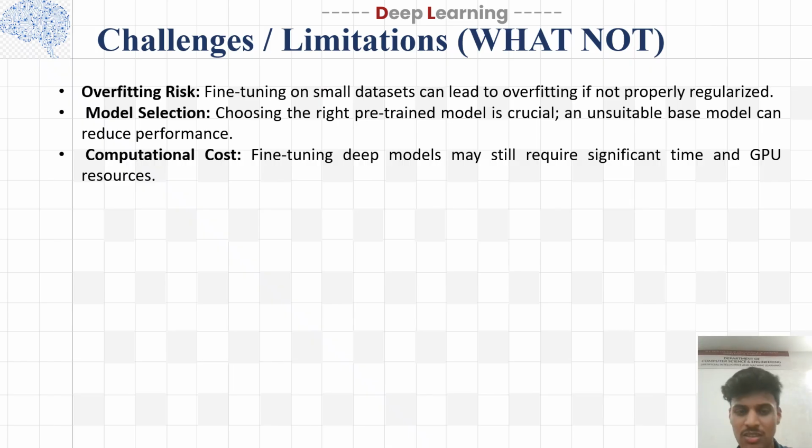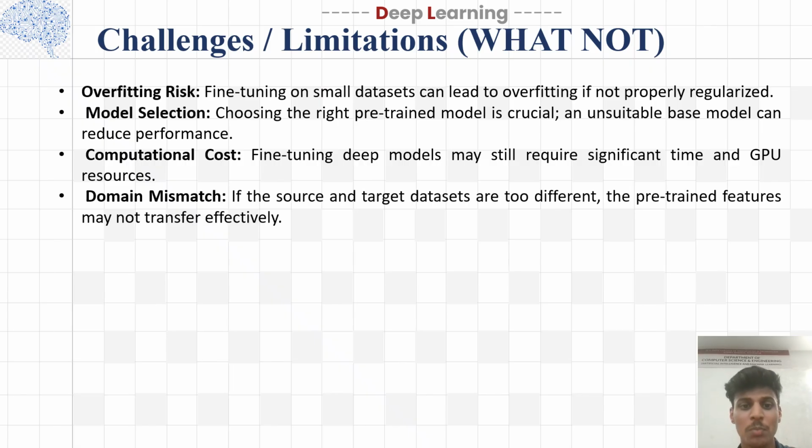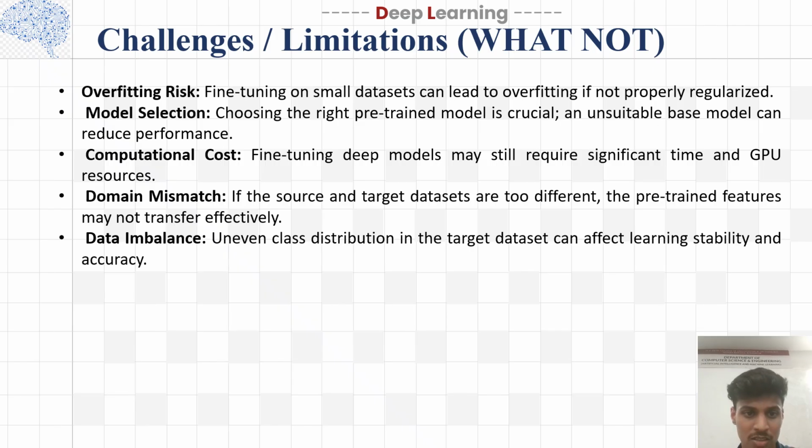The third is computational cost. Fine-tuning deep learning models can still be expensive in terms of time and GPU usage. The fourth is domain mismatch. If the new task is too different from the original, the transfer won't work well. The fifth is data imbalance. Uneven data distribution can affect accuracy and stability.